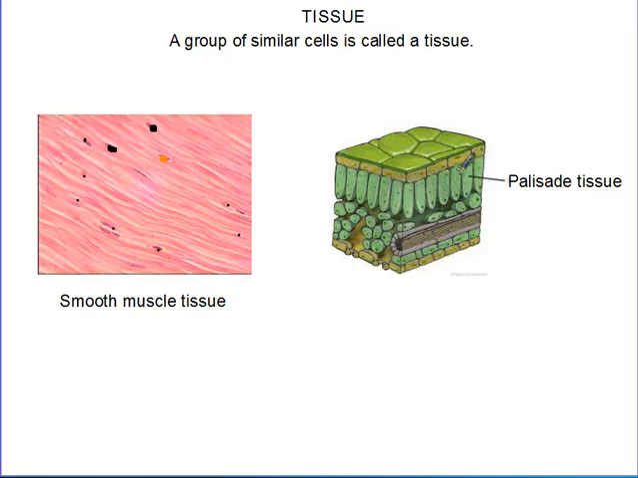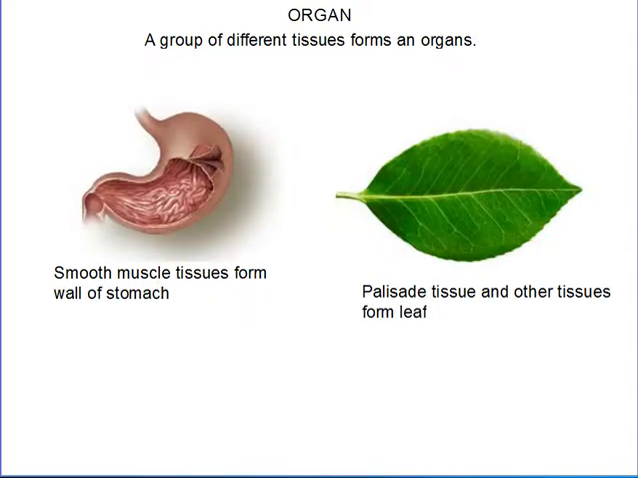So a group of similar cells will come together to form a tissue. A group of different tissues form an organ. Now with the palisade tissue, there are other tissues. We have the xylem and phloem vessels. We have the spongy mesophyll cells. They all come together to contribute to the formation of this leaf here. Also, the smooth muscle cells form the walls of the stomach. There are other tissues here that are contributing to the formation of this organ. So a group of different tissues will form an organ.